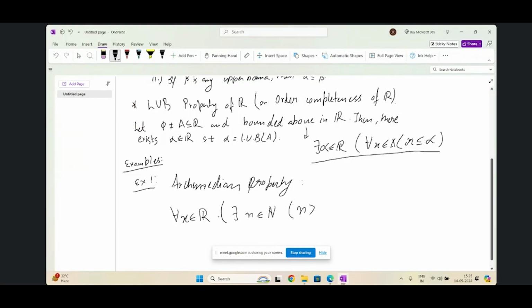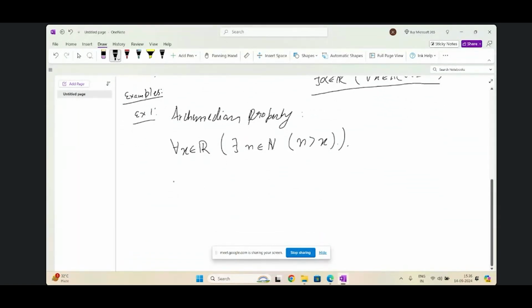Given any real number x belonging to R, there exists n belonging to N such that n is greater than x. So this is the Archimedean property, and it is equivalent to saying that N is not bounded above in R, right? We have just expressed this statement in terms of quantifiers. So this is the Archimedean property, and I hope all of you know the proof of this property.